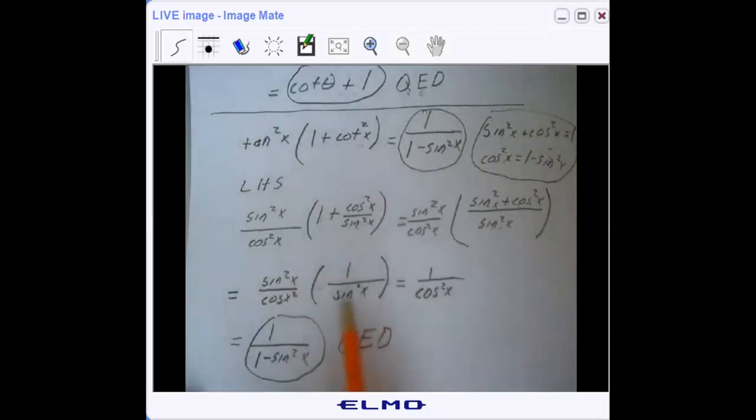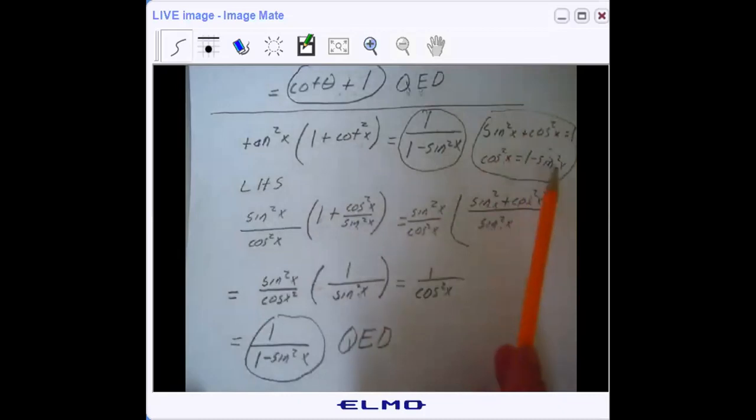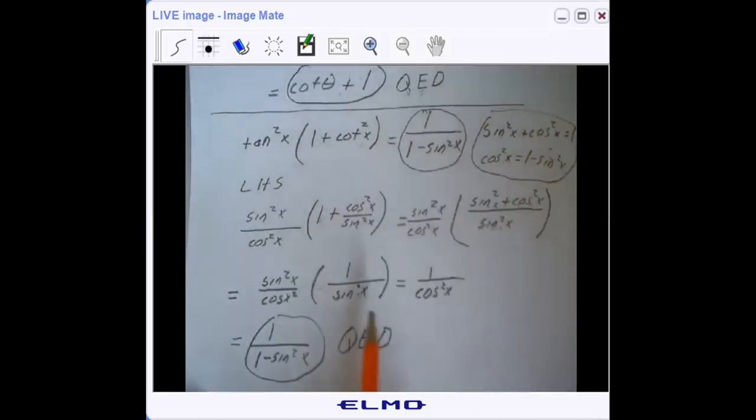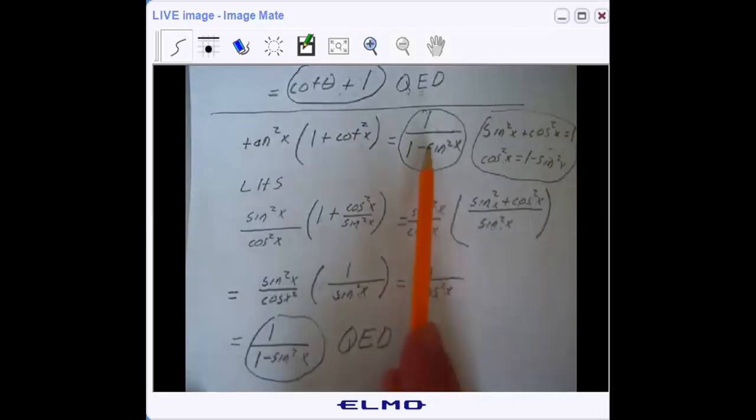We have this 1 over sine squared. Now, notice that if you go back up to here, well, I'm sorry, y'all, I left one thing out. This sine squared and this sine squared cancel, right? So we're left with this. Now you're thinking, how is this ever going to be equal to this?